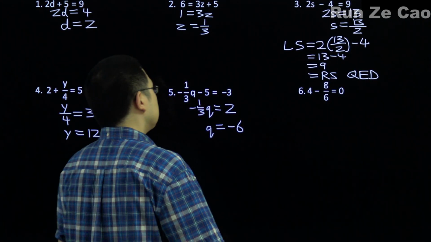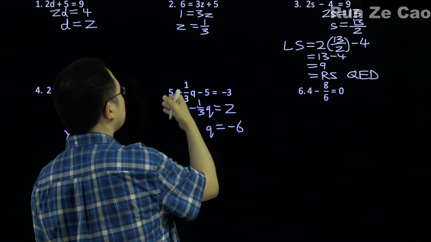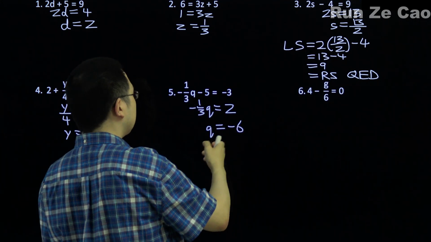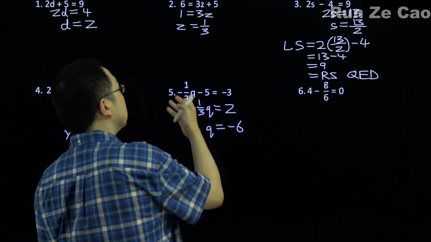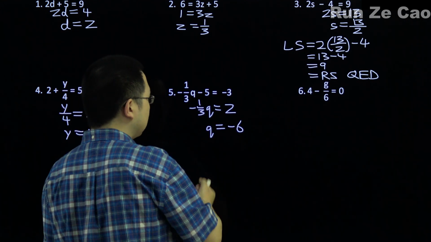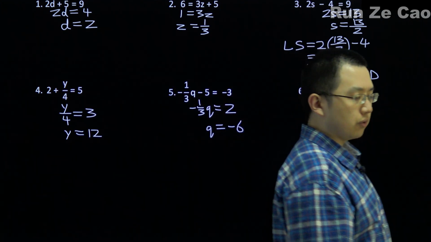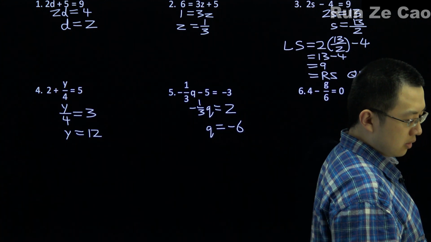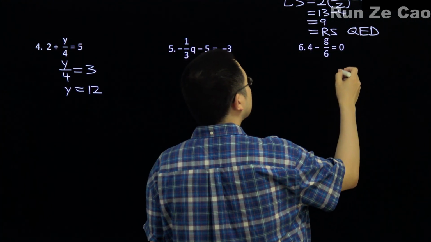Okay, then. How do we check? We sub back in and go left side equals negative 1/3 times negative 6 minus 5, which is equal to 2 minus 5, which is equal to negative 3. Oh, that's equal to the right side. Great, QED. 4 minus g over 6 equals 0.